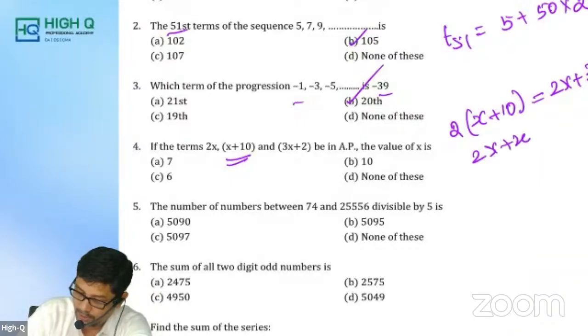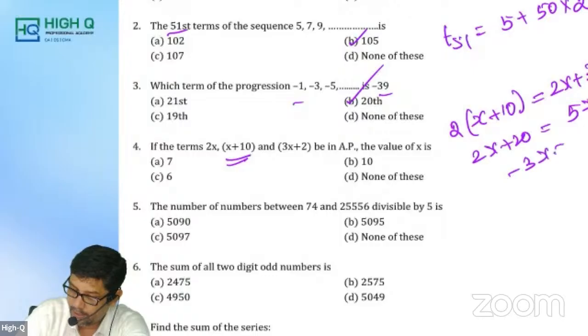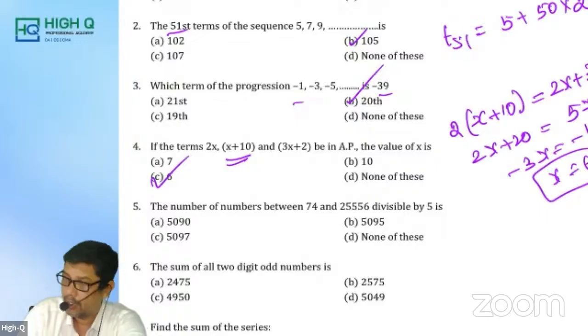2x plus 20 is equal to 5x plus 2. Am I right, my dear? Minus 3x is equal to minus 18. What is x equal to? 6. This is one way. The other way is what?